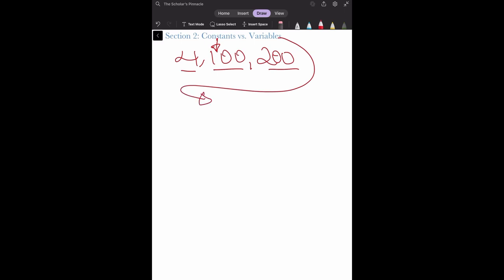For example, we had x, and in the equation y = 5x + 9, we have two variables. Can you spot which ones they are? Yes, I'm pretty sure you got it right. y is a variable, so is x.